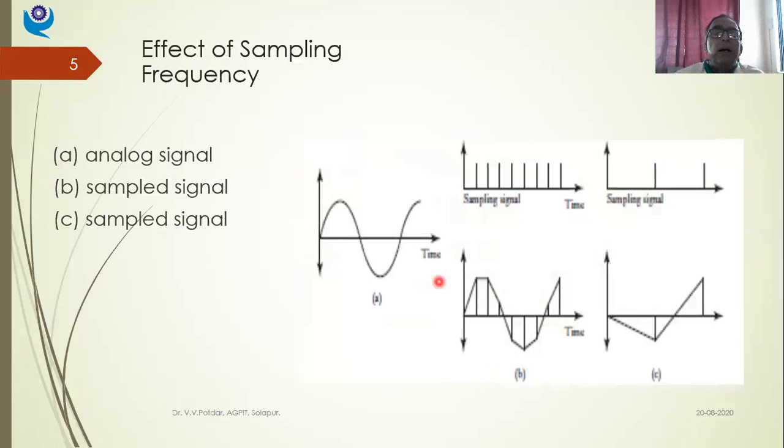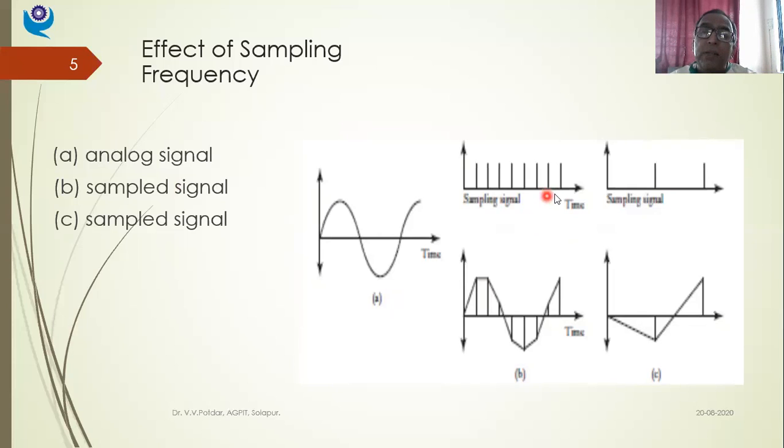We already saw this. Let us see the importance of the sampling frequency. As I said earlier, the effect of sampling frequency. This is a sinusoidal analog signal that we have. Please be attentive. Now, this signal is sampled by using a sampling signal. What is the sampling signal? As I said, the clock generating pulses of defined magnitude. Okay, so this is the sampling signal.